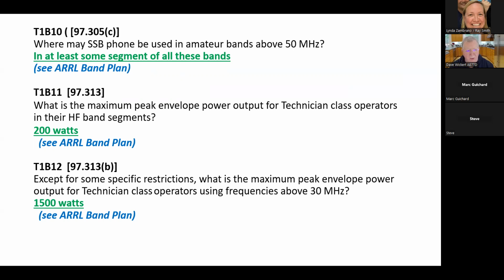B11 question. What is the maximum power output for technician class operators in the HF bands? If you look at the ARRL band plan, you'll see it's 200 watts. You cannot transmit with more than 200 watts.